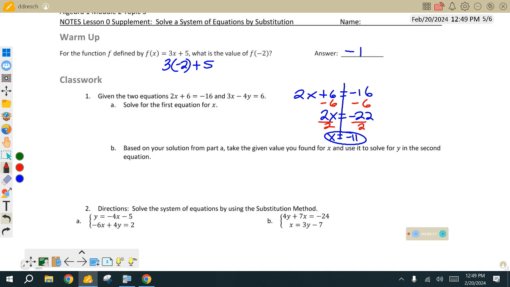Now what does it say to do? Take the given value found for x, x is negative 11, and use it to help you solve for y in that second equation. So 3 times negative 11 minus 4y. Now, where have we done that skill the last couple weeks? Yes, we've been using the same kind of idea when we found, say, the x-intercept, we replace y as 0 and solve for x.